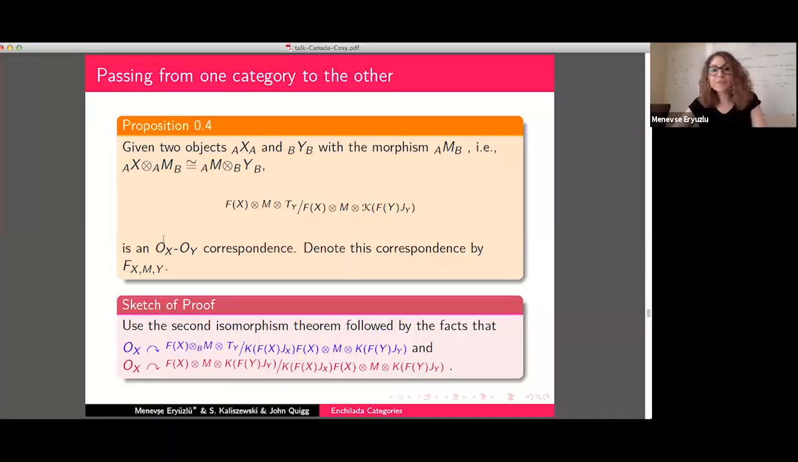We are starting with two objects from the Enchilada category of C-star correspondences, and we take a morphism. Remember, when we take a morphism M, this is the relation that we have. First, we prove that this is an OX-OY correspondence.